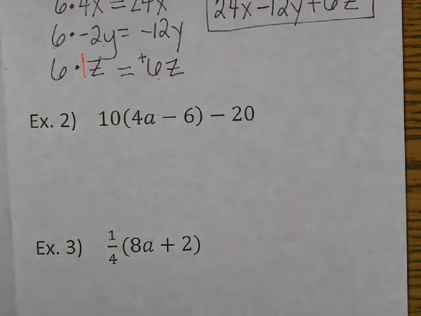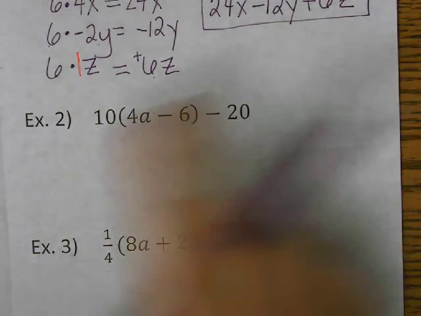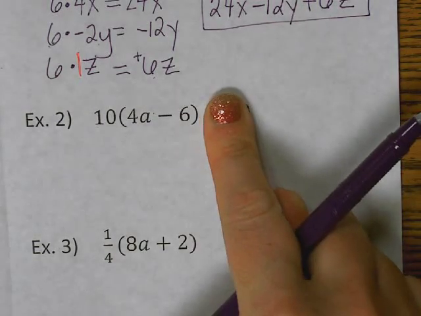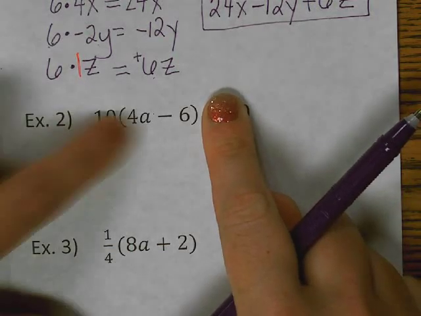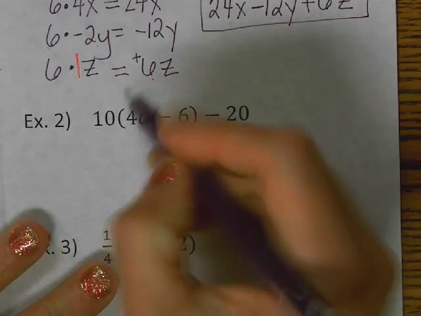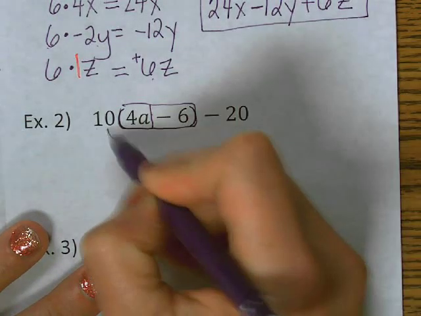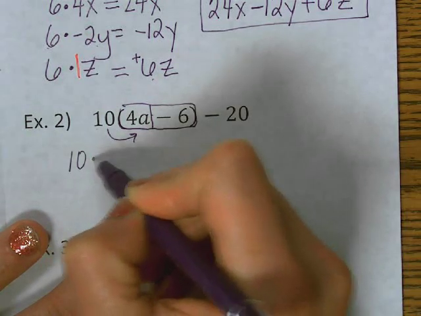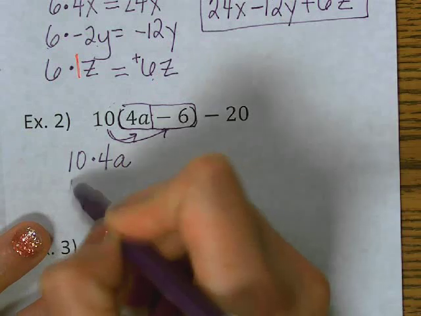Sometimes we have a situation where we have something that's not in the parentheses. This 10 does not get multiplied by this 20. We wait until after we're done multiplying this part of it to multiply by that negative 20. So once again, we still box what's inside the parentheses. So we're going to do 10 times 4a, and we're also going to do 10 times negative 6.